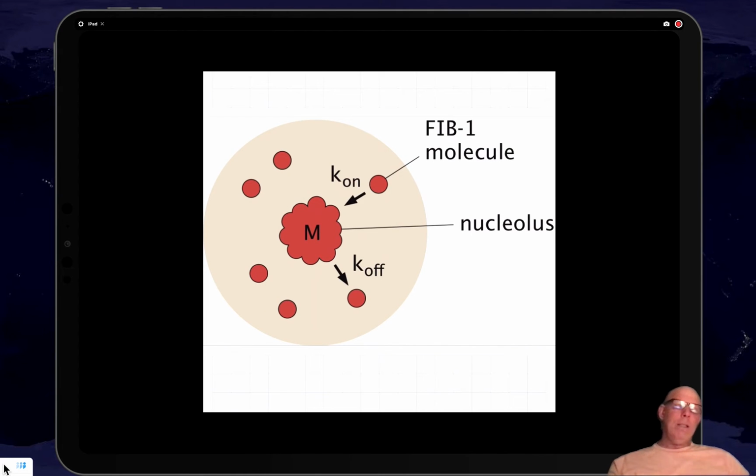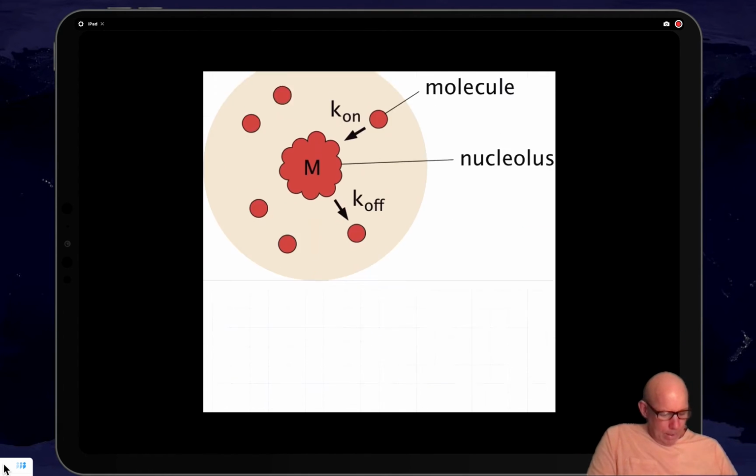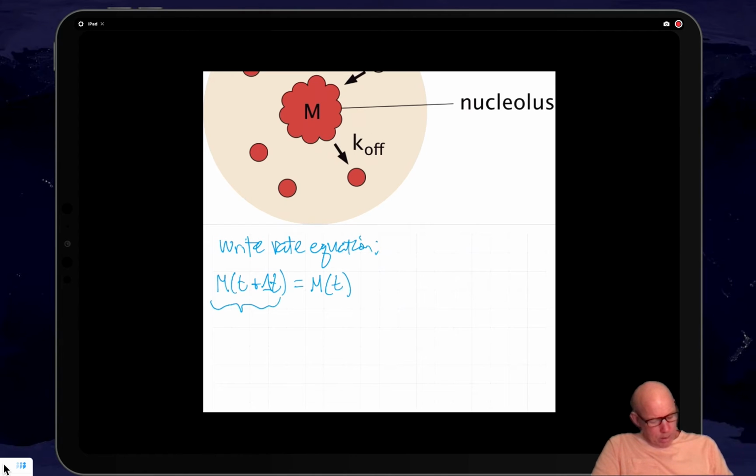So what I want to do now is I want to see if we can write our first concrete model down where we try to mathematicize this cartoon. And so conceptually, what I want to do is write a rate equation. And the way I intend to do that, I'm going to repeat over and over through the term, and that is I'm going to say that the size of the nucleolus at time t plus delta t is equal to the size of the nucleolus a moment earlier. So this is the size of the nucleolus at time t plus delta t. This is the size of the nucleolus at time t.